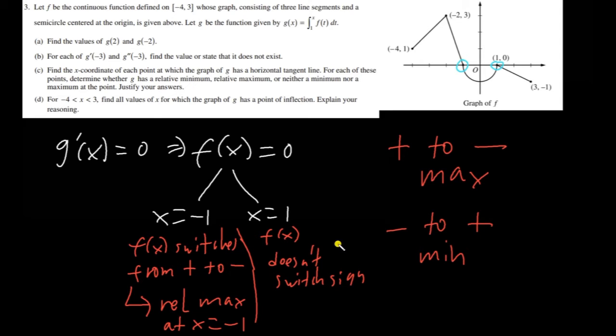Okay, this was a 3-point question. 1 point for considering g prime of x equals 0, 1 point for determining x equals negative 1 and x equals 1, and 1 point for the answer with an explanation.